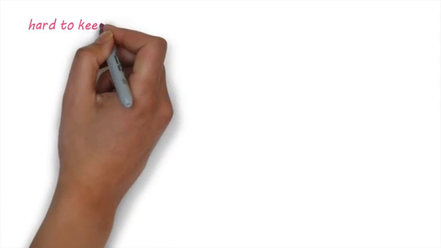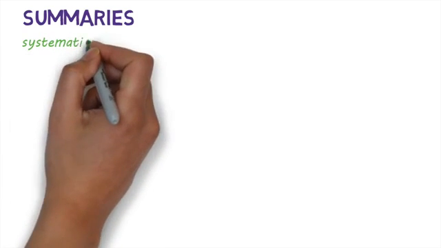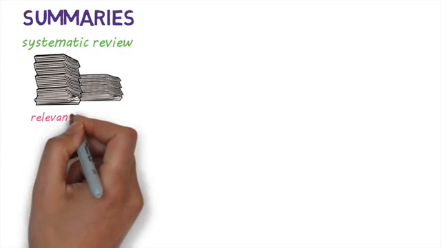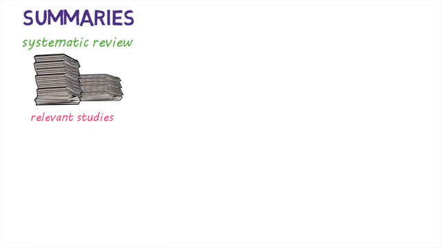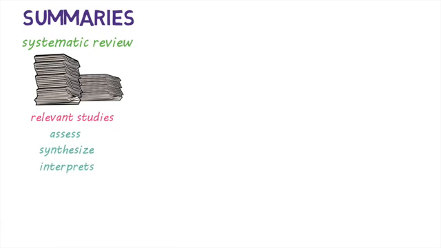Finally, sometimes it's hard to keep up with all the studies that have been done on a particular topic. But thankfully, there are studies that summarize other studies. There are two main ways that this is done. A systematic review systematically identifies all the relevant studies on a particular topic, assesses the quality of each study, synthesizes and interprets the findings, and presents an impartial, unbiased, and balanced summary of the evidence.